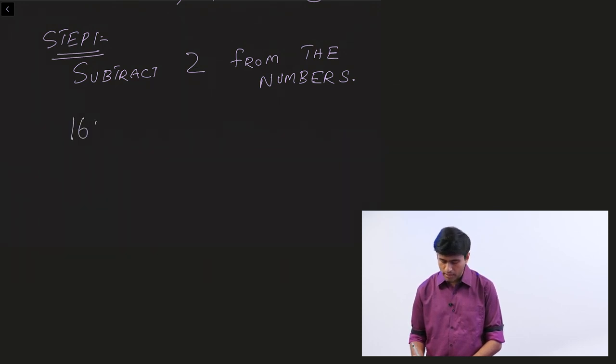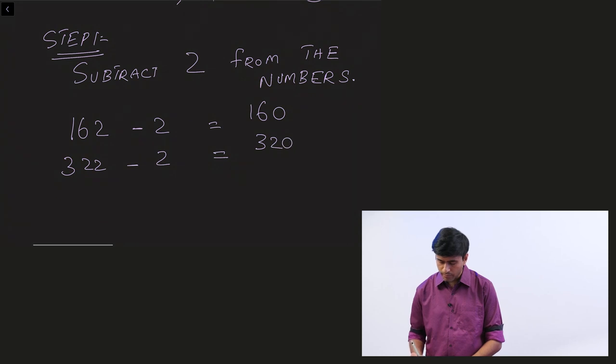So the first number is 162. Remove 2, you get 160. The second number given is 322. You remove 2, you get 320. The third number given is 482. You remove 2, you get 480. This is your step 1. You remove 2 from the numbers.